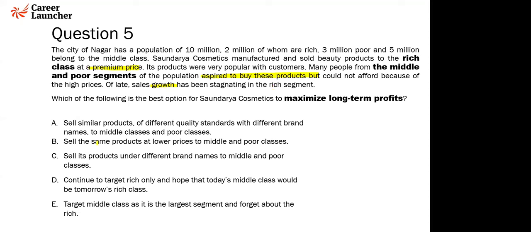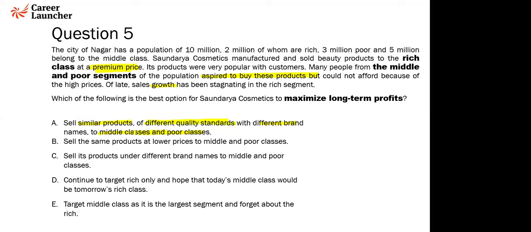Choice A. Sell similar products of different quality standards with different brand names to middle and poor classes. Okay. So similar products of different quality standards. Obviously, if you are selling into the premium segment, it will have certain ingredients which are going to be more expensive. And if you can remove some of those ingredients, you can still sell similar products to the lower segment at a lower price.